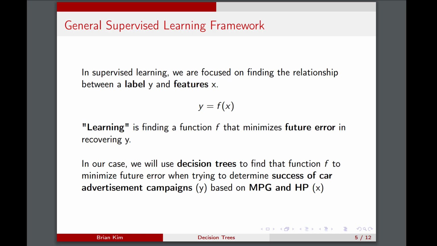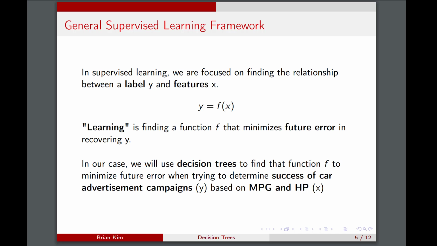Basically, what you're doing is taking data from X and trying to predict Y. This is a very simple thing that we're doing. We're just trying to find this function f that shows the relationship between y and x. Now, learning is finding that function f that minimizes future error in recovering y.